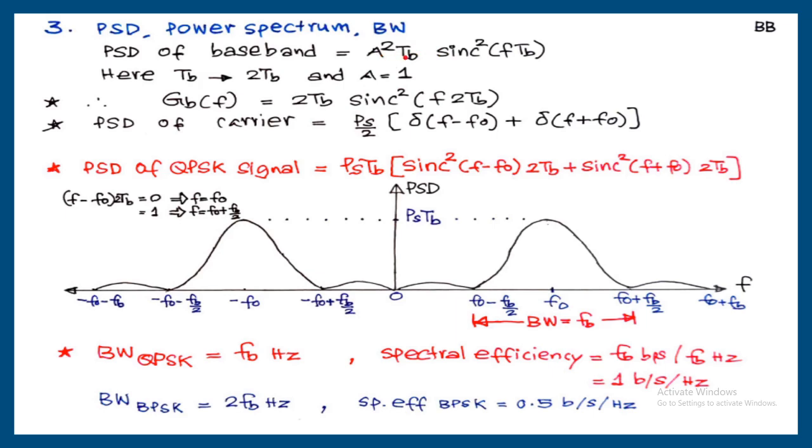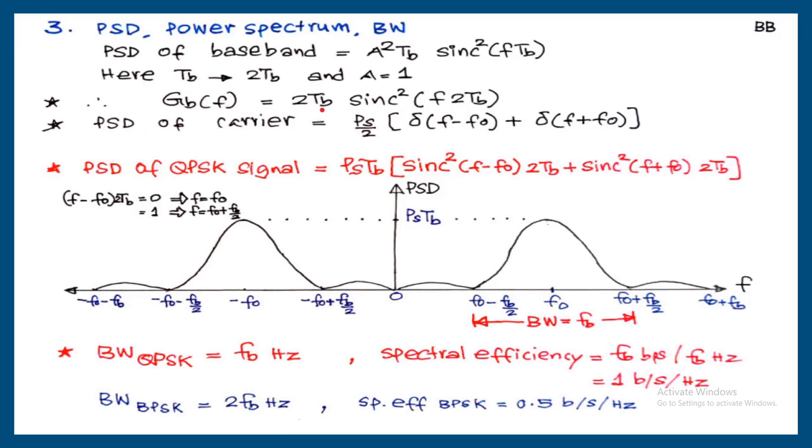And the duration is not TB seconds, the duration is now 2TB seconds. So that is written here: TB becomes 2TB and A is equal to 1. So G_B(f) is equal to 2TB sinc squared(f 2TB). And the PSD of the carrier is PS by 2 [delta(f minus f naught) plus delta(f plus f naught)].